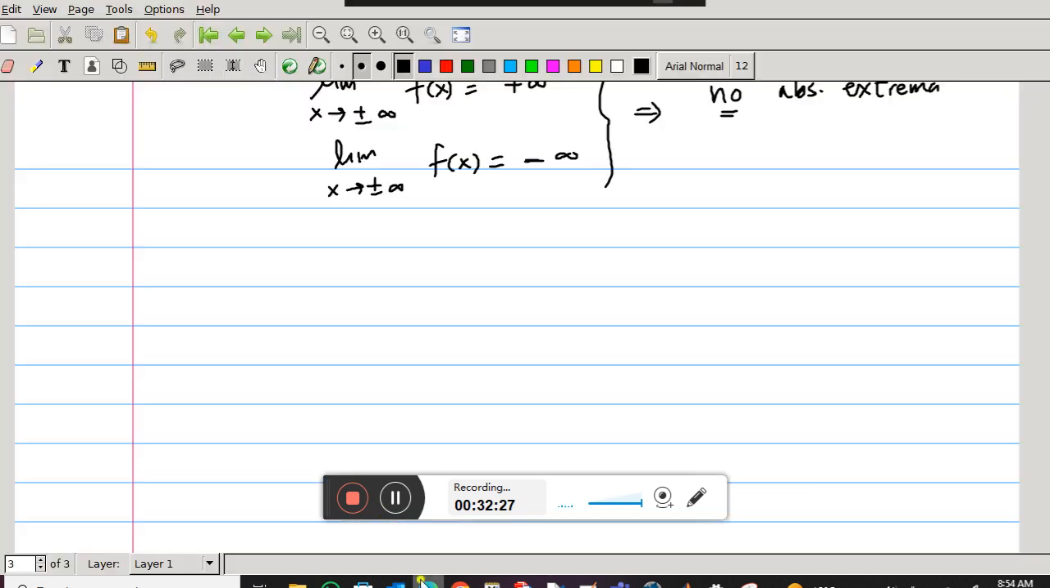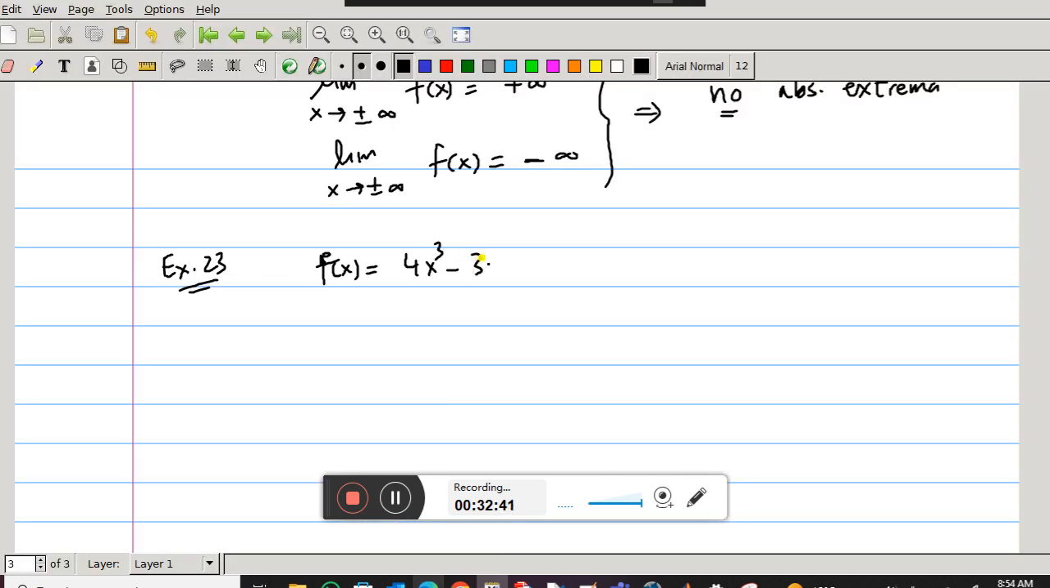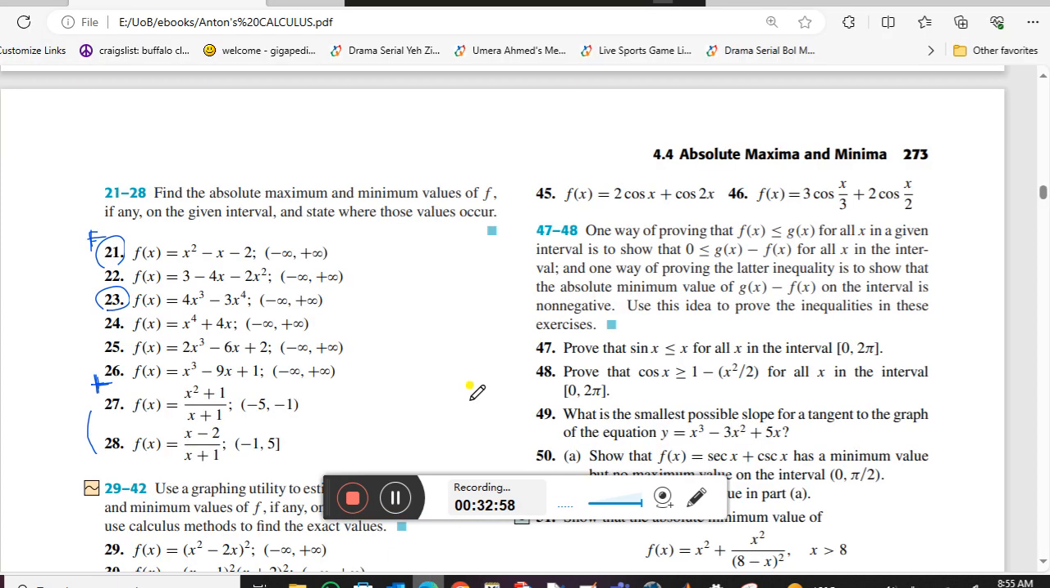4x cube minus 3x4. Exercise 23. f of x is 4x cube minus 3x4. Okay, and the interval is minus infinity to plus infinity. So not a closed interval, right? Infinite interval. So all the exercises from 23 to 26, these are for the page 273.